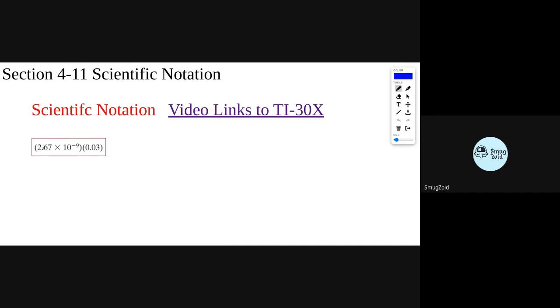In the first case, I have 2.67 times 10 to the minus 9 being multiplied by 0.03. I'd like to make these whole numbers when I do the work. So if I roll the decimal this way, I've got to add more negatives on. In fact, 2 more. So I'm going to add minus 2 to this thing. So it really is 267 times 10 to the minus 11.